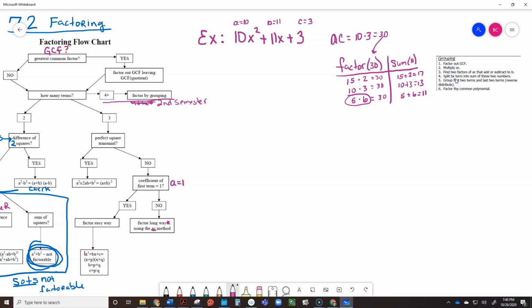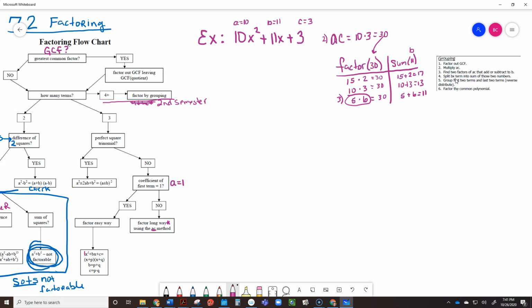So here's the other thing that it says, okay? It says multiply A times C, we did that. Find 2 factors of AC that add or subtract to give me B. Remember, here's B. So I did that part. So this is step number 2. This is step number 3. Now here comes step number 4. Split the B term into the sum of those 2 numbers.